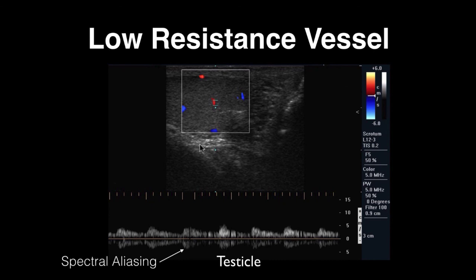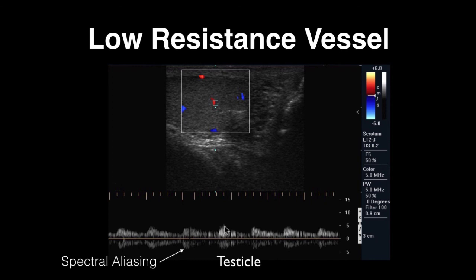And here we are scanning an intraparenchymal testicular artery, and you can see here you've got your peak systolic velocity, and you can see that this peak systolic velocity is much different than the peak systolic velocity of the internal carotid artery or the common carotid artery. And this is why your settings are going to have to be different here.